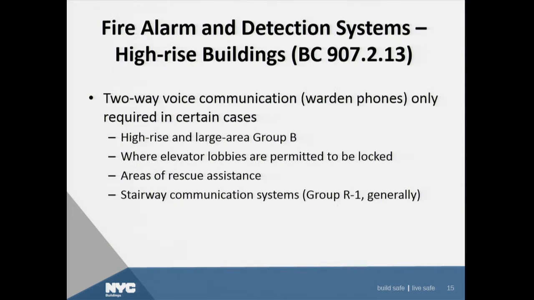Okay, so the old two-way warden phones, we call them warden phones for the floor wardens to call up and down, they'll now be required, but only in a few places. High-rise and large area Group Bs, B is business, office buildings, where elevator lobbies are permitted to be locked. So if you have one of those lockable vestibules in your office building or wherever it is, then you have to have that telephone. In areas of rescue assistance, and in certain communication systems, mostly hotels and stairways.